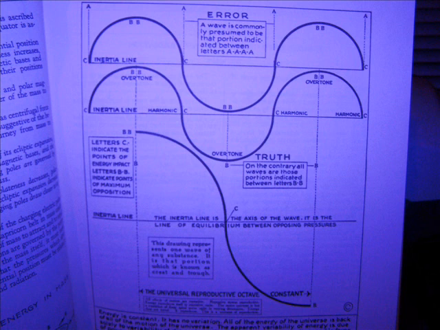Now, here is a new chart. It is a chart that's called era. A wave is commonly presumed to be that portion indicated between letters A and A and A and A. I hope you can see these small A's on this page.